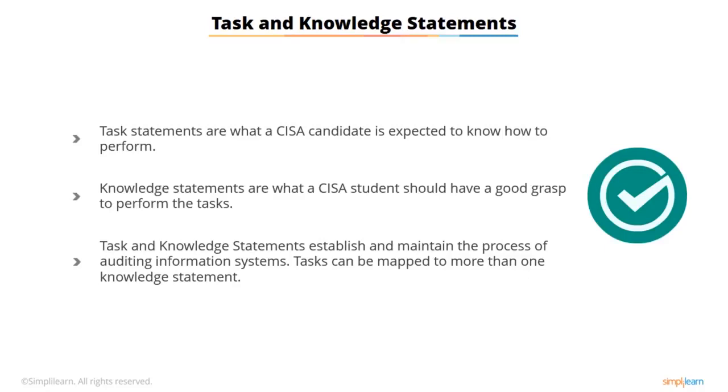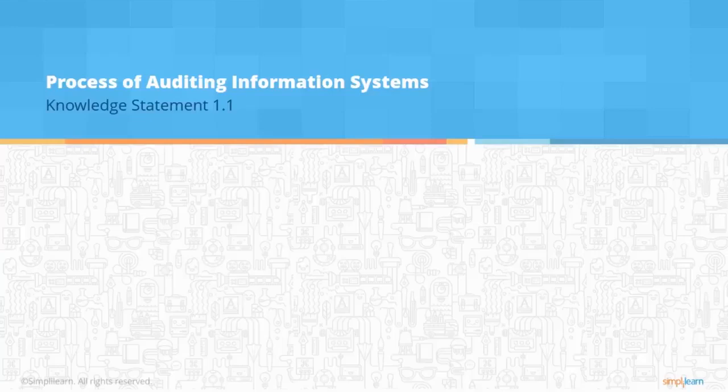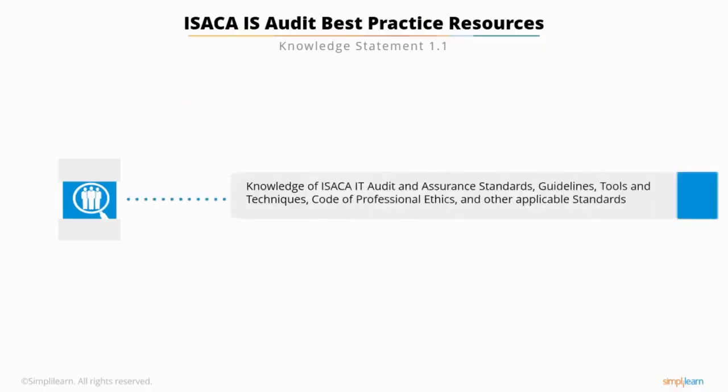Now within this and the subsequent lessons, we're going to walk you through what you need to know to pass the CISA. It's important that you take time to study and make sure you fully understand each of these lessons before proceeding to the next lesson. Let's begin with CISA Domain 1 Knowledge Statement 1.1. That knowledge statement tells us that knowledge of CISA IT audit and assurance standards, guidelines, tools, and techniques, the Code of Professional Ethics, and other applicable standards are all required for those hoping to become CISA certified.